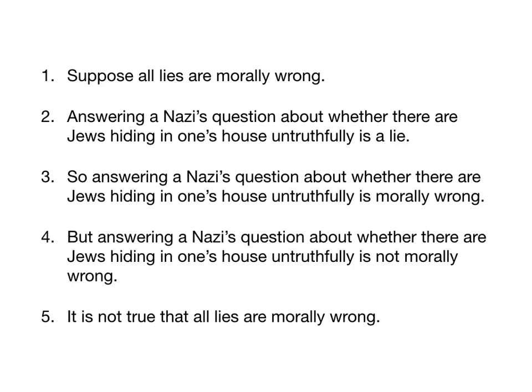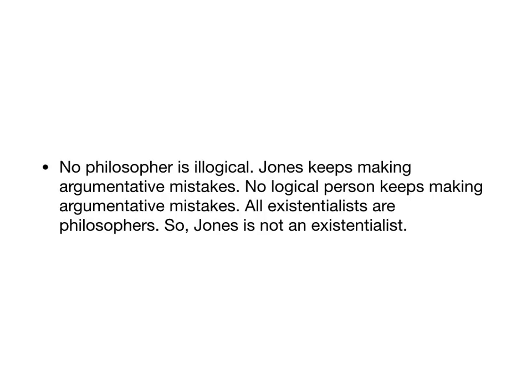Anyway, so what he's doing is just making more explicit, more rule-bound, something that we already do, right? So let's see how this works, though, in these more rule-bound, explicit proofs. Let me give you guys an example. No philosopher is illogical. This is one of the exercises, right? Jones keeps making argumentative mistakes. No logical person keeps making argumentative mistakes. All existentialists are philosophers, so Jones is not an existentialist.